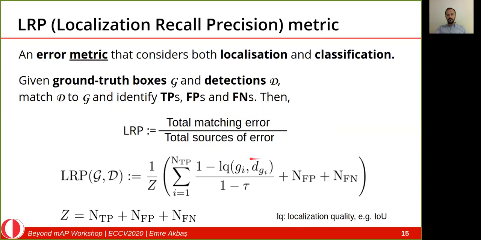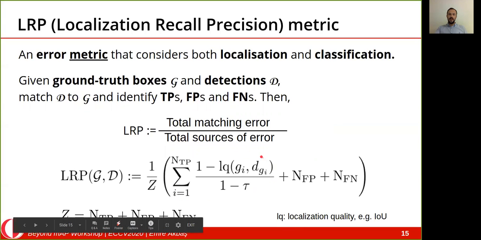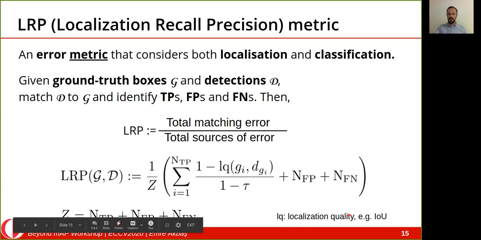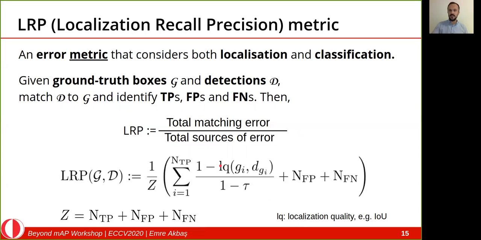So let's look at the terms one by one. The first term accounts for the localization error. And these other two account for the classification error. Here, each true positive, which means a detection that matched with a ground truth, has its localization quality. This LQ function stands for localization quality, and we use intersection over union for object detection. We measure its localization quality, and 1 minus LQ is the localization error.